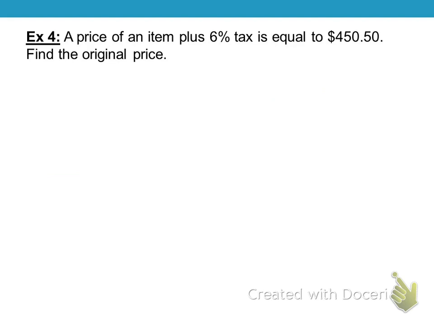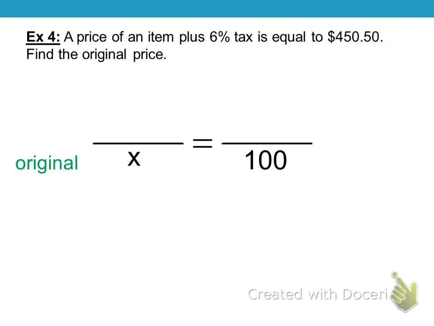All right, here's example 4. A price of an item plus 6% tax is equal to $450.50. Find the original price. So, original goes where? Bottom. I'm looking for the original. That's my variable.